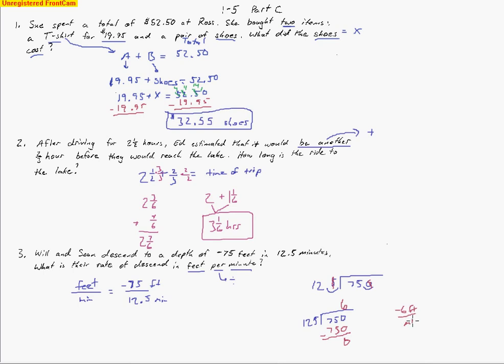Now, this would mean, again, the same thing. That negative 6 means you're going down 6 feet every minute is what that represents.